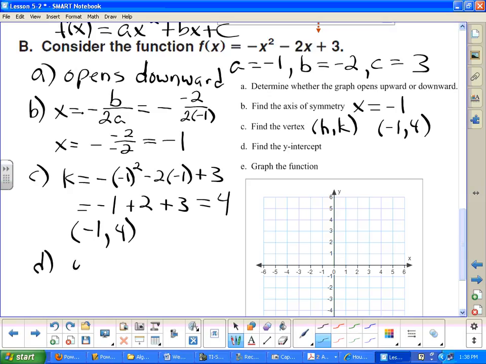Okay. Letter D, the y-intercept, is just the value of C. So +3.